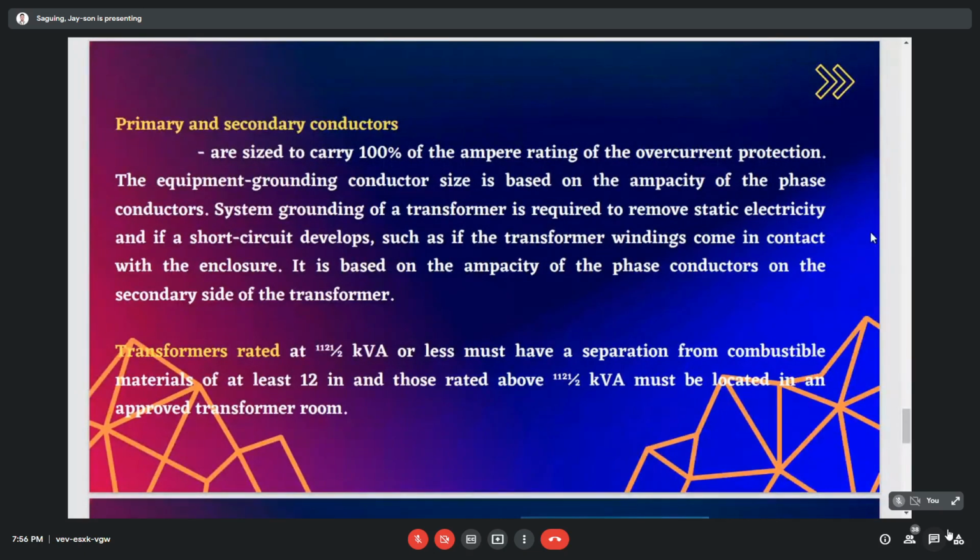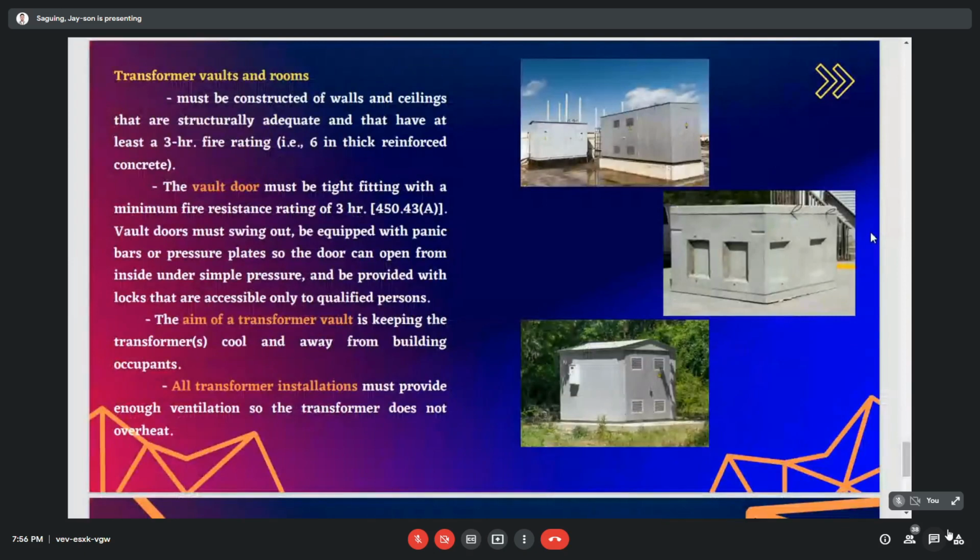Next slide please. Transformer vaults and rooms must be constructed of walls and ceilings that are structurally adequate and that have at least a 3-hour fire rating. An example is 6-inch-thick reinforced concrete. Unless the vault or room has an automatic fire protection like sprinklers, in which case the rating must be 1 hour. The vault door must be tight-fitting with a minimum fire-resistant rating of 3 hours.